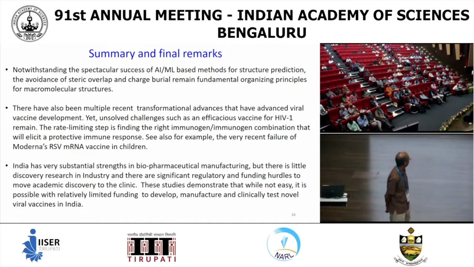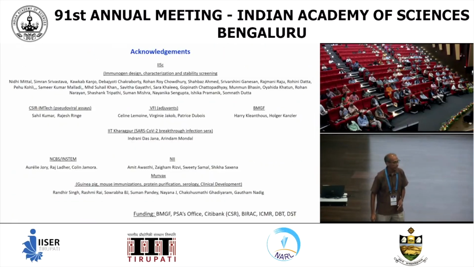And so we need to have better collaboration, better funding. One of the difficulties we had in advancing our vaccine formulation during the pandemic was the regulatory hurdles that we encountered, amongst many others. But gradually those things are improving, and I hope I've been able to convince you that while it's not easy, with very limited funding, we can develop, manufacture, and clinically test novel viral vaccines in India.